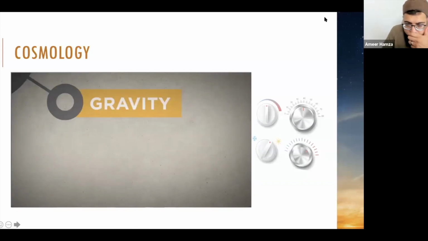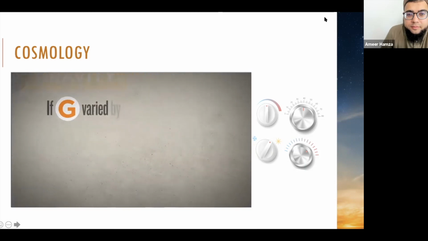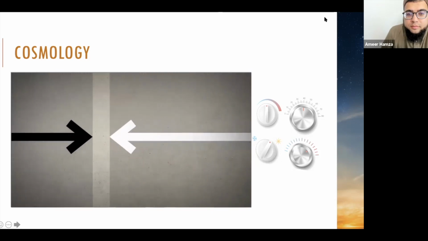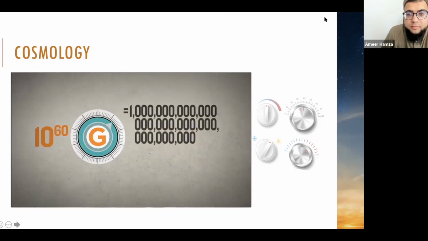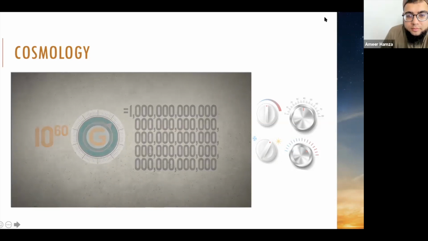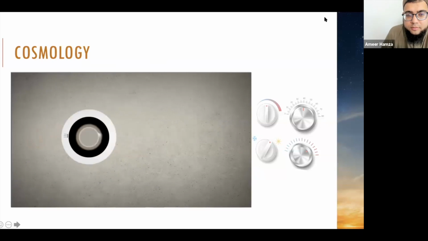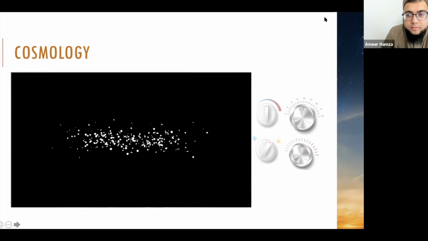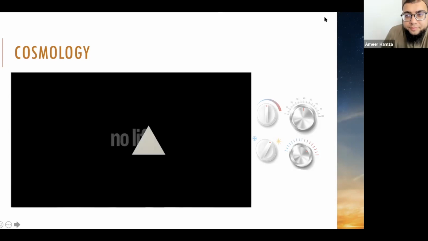Consider gravity, for example. The force of gravity is determined by the gravitational constant. If this constant varied by just 1 in 10 to the 60th parts, none of us would exist. To understand how exceedingly narrow this life-permitting range is, imagine a dial divided into 10 to the 60th increments. To get a handle on how many tiny points on the dial this is, compare it to the number of cells in your body, or the number of seconds that have ticked by since time began. If the gravitational constant had been out of tune by just one of these infinitesimally small increments, the universe would either have expanded and thinned out so rapidly that no stars could form and life couldn't exist, or it would have collapsed back on itself with the same result: no stars, no planets, and no life.